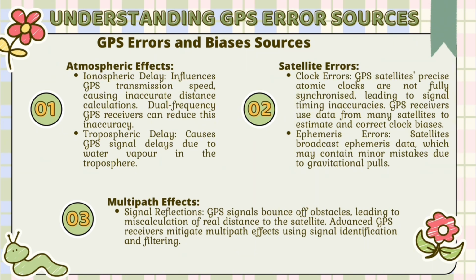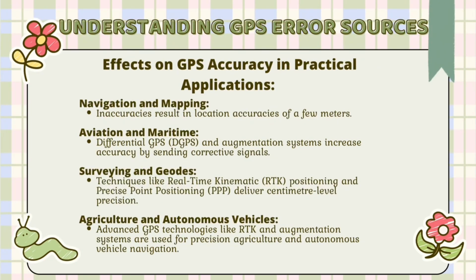And lastly, multipath effect. Signal reflection. GPS signal bounce off obstacle leading to miscalculation of real distance to the satellite. GPS receiver mitigate multipath effect using signal identification and filtering. Effect on GPS accuracy in practical application.